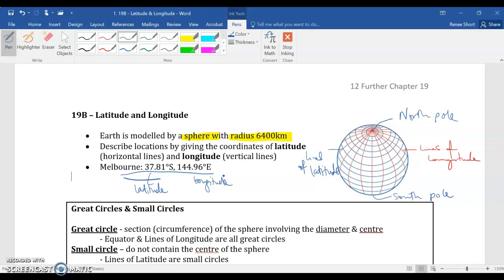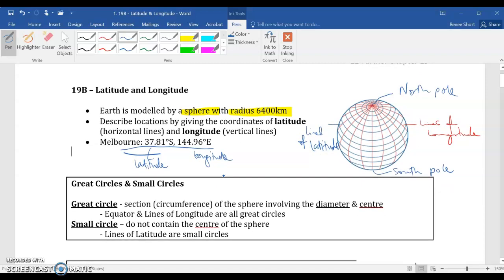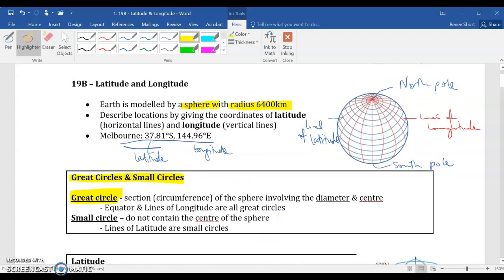Now, what all these lines do is create what are called great circles and small circles around the Earth. A great circle, if we think of the word great, we think really big. So it's a section of the circumference of the sphere that involves the diameter, the full distance from one side to the other, going through the center of the sphere. So the equator and the lines of longitude are all great circles that exist around our globe.